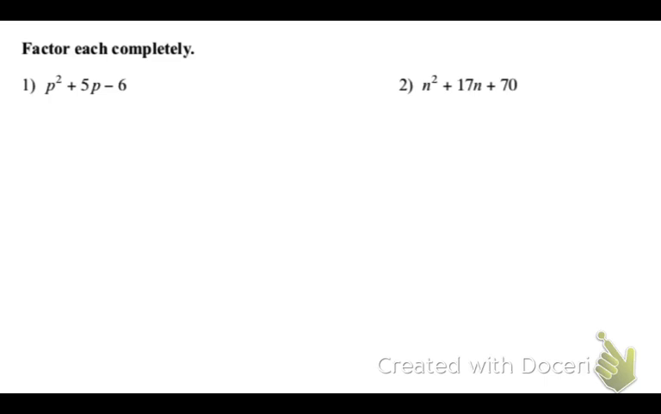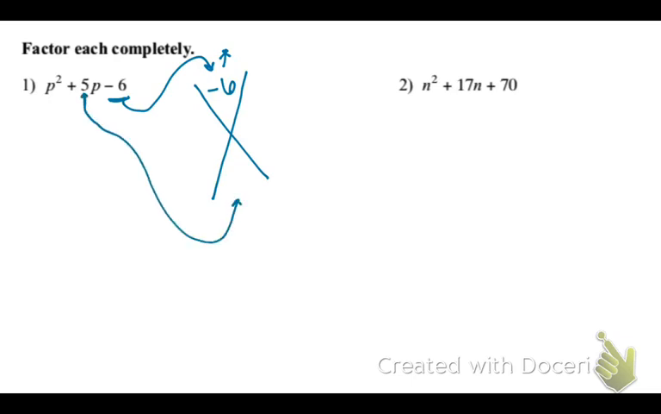So I always use the X on these, and there's no number in front, so we don't have to worry about the number in front right now. But we're going to see what multiplies to give us this last number, and what adds or subtracts to give us this middle number. So we're trying to see what multiplies to be -6 and what adds or subtracts to be 5.